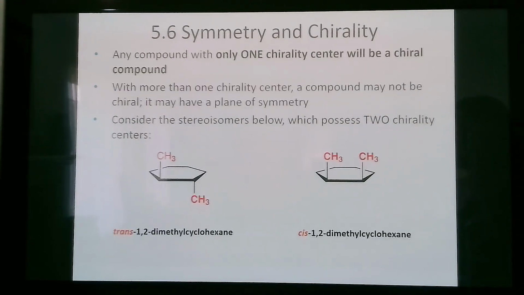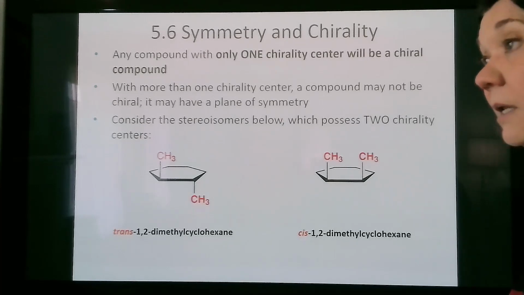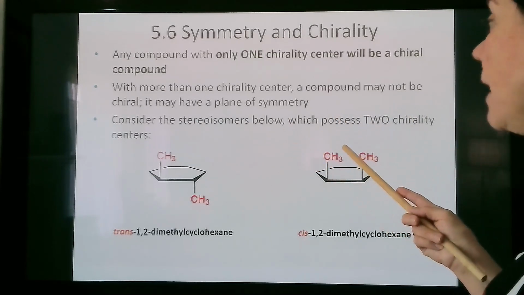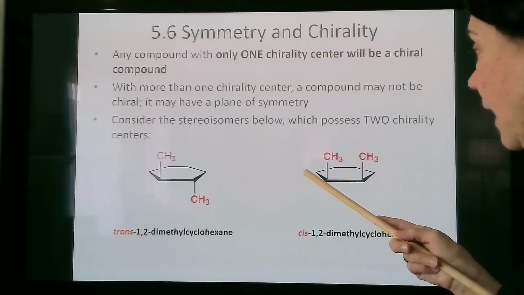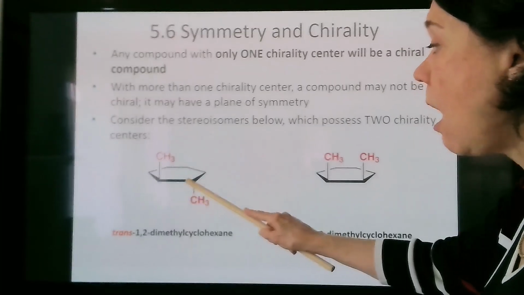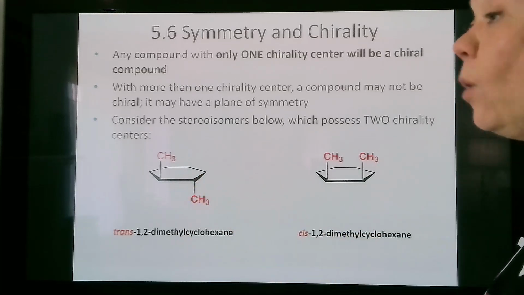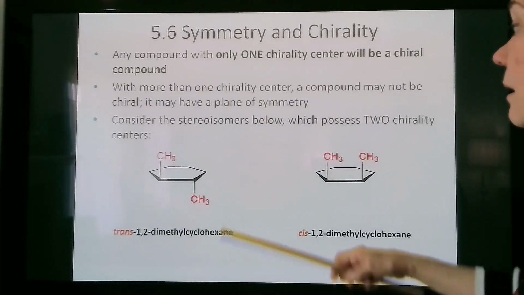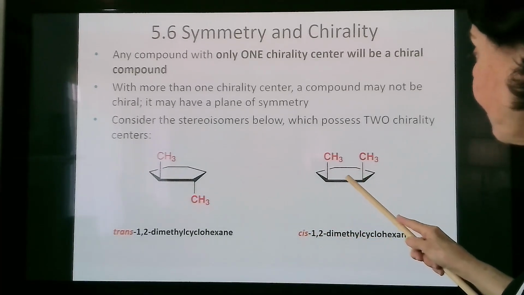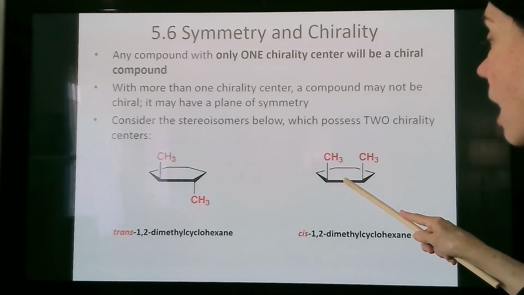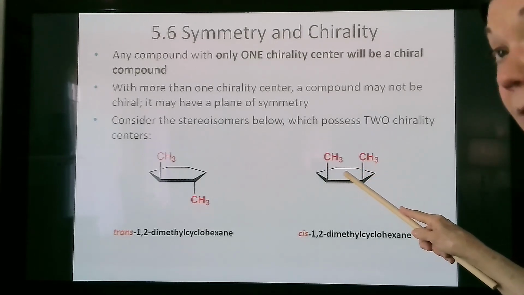Symmetry and chirality. Any compound with one chirality center will be a chiral compound, though that doesn't necessarily mean it's optically active. With more than one chirality center, a compound may not be chiral. It could have a plane of symmetry, just like this one does not have a plane of symmetry. This one has two chiral centers, and it will have an enantiomer. This one has two chiral centers, and it has a plane of symmetry. This one will not have an enantiomer.